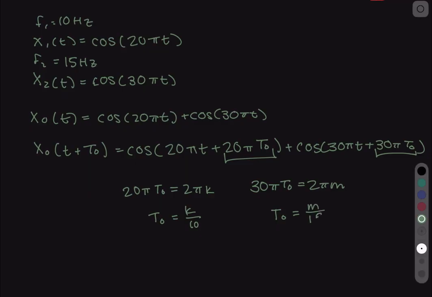So we're looking for the greatest common divisor of our denominators. So we have 10 and we have 15. And we know they're both divisible by 5. So we're looking to simplify these ratios to get a denominator of 5. So k is going to be 2. And our m is going to be 3, so that we have a period of 0.2 seconds.